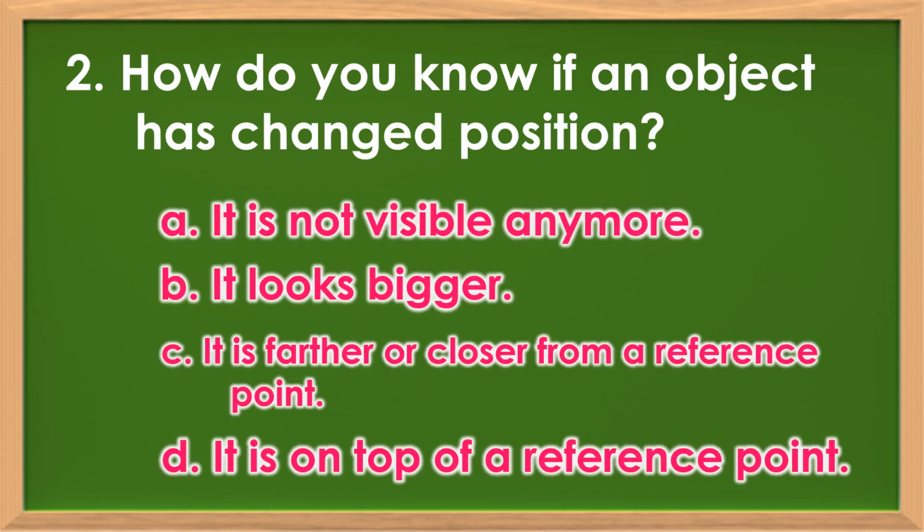Number 2. How do you know if an object has changed position? A. It is not visible anymore. B. It looks bigger. C. It is farther or closer from a reference point. D. It is on top of a reference point. Very good. The answer is letter C.